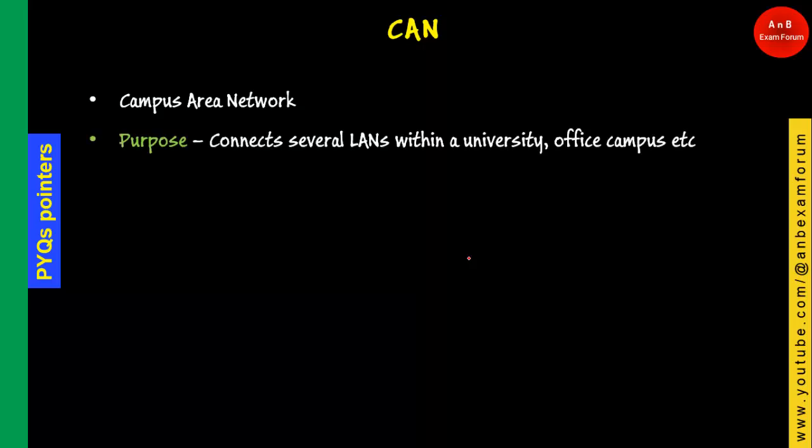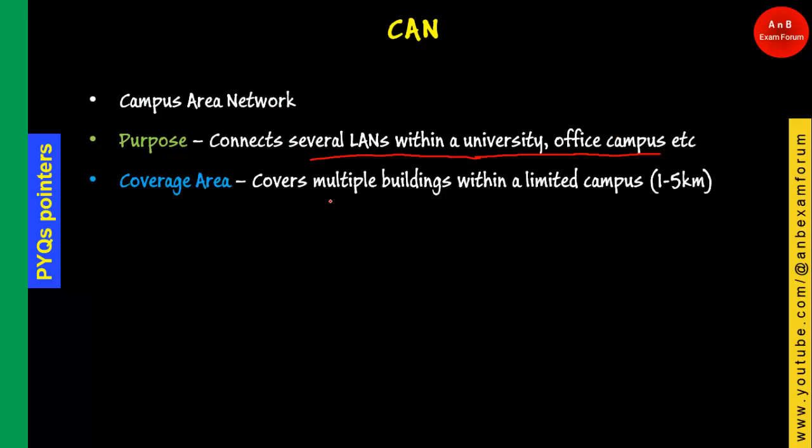Let's see the next one. It is CAN, that is campus area network. It is more than one building or room, so it is going to connect several LANs which are across the university or office campus. The name itself suggests that it covers a lot of area having a campus. It is not going to cover a single room, it covers multiple buildings within a limited area, say 1 to 5 kilometers.